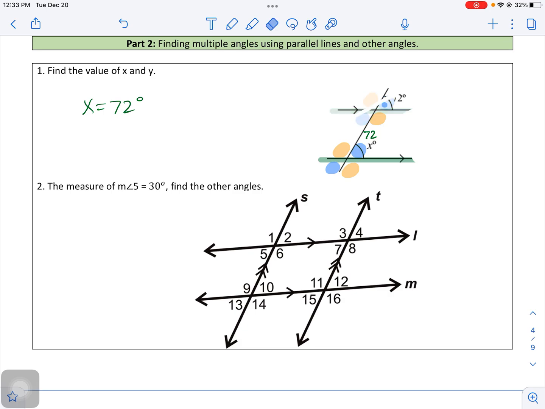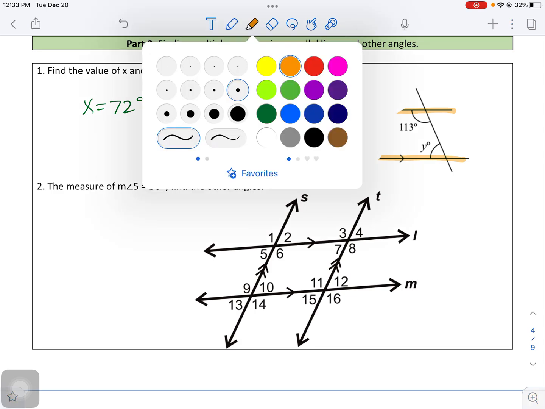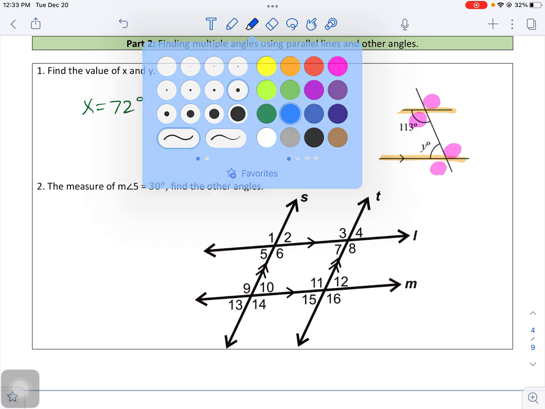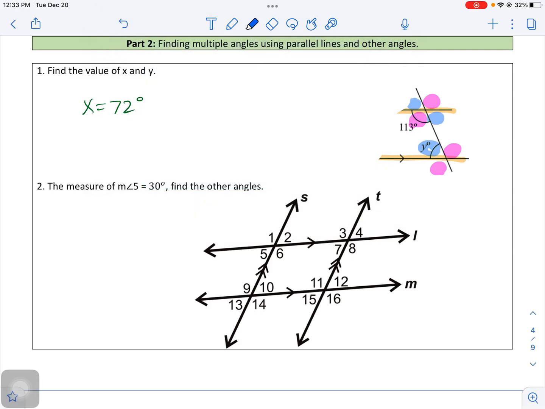So we know what x is. Now, in order to find y, we're going to go back. Here's my parallel line, my parallel line. I'm going to hide the left-hand side. So if you're doing it on paper, hide the left-hand side and only pay attention to the right-hand side with the transversal. So I'm going to color in all my different angles. So obtuse, obtuse, obtuse, obtuse. Acute, acute, acute, acute.